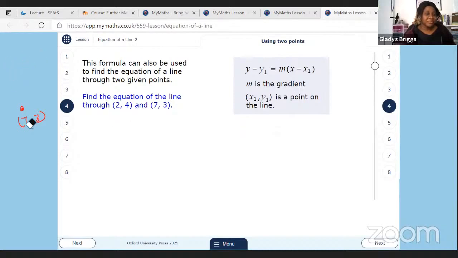Write the question down, okay? This is another example, write the question down. And write example, because this is a different type of question.